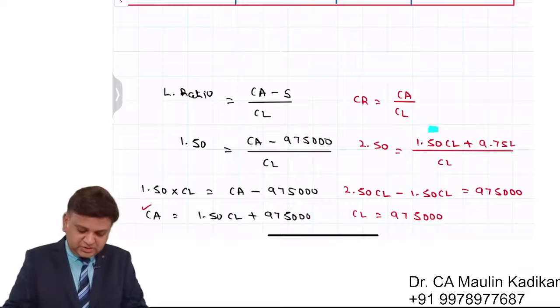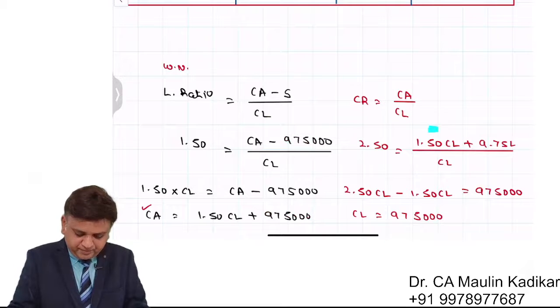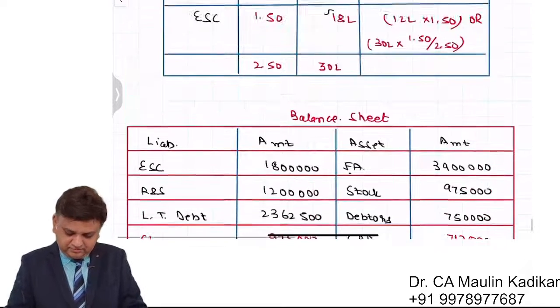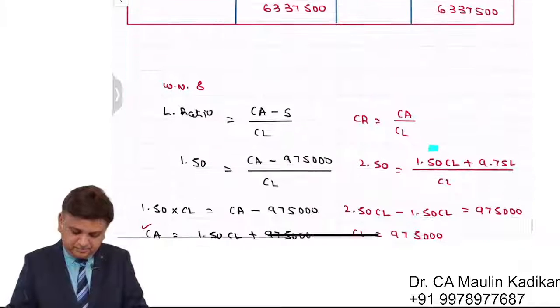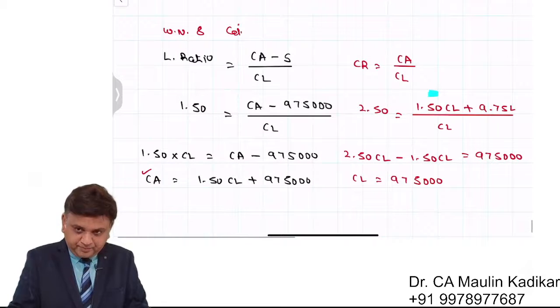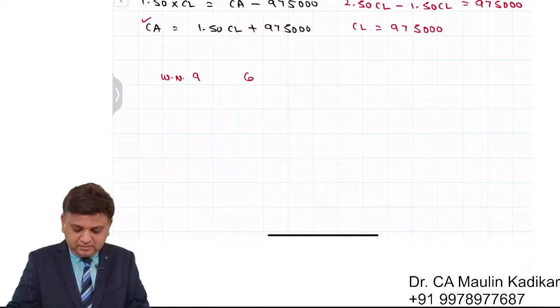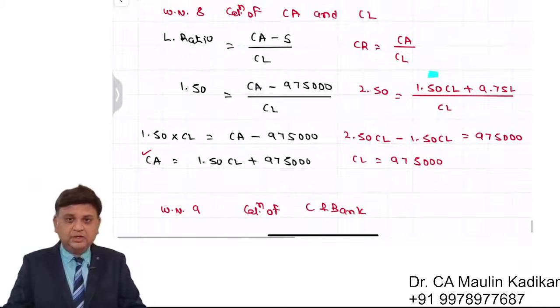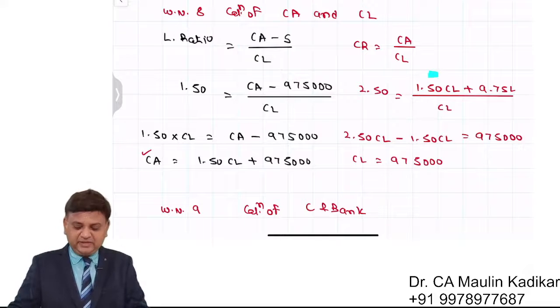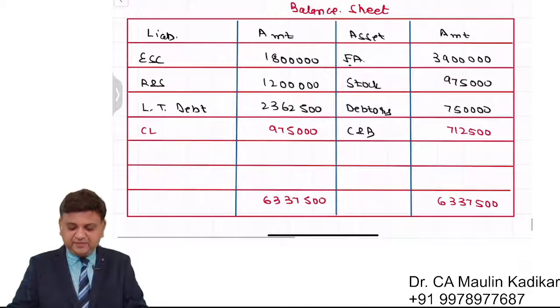So this is the working note number 8, calculation of CA and CL. Working note number 9, calculation of cash and bank. We'll prepare the cash and bank working note the way I have explained to you over here.